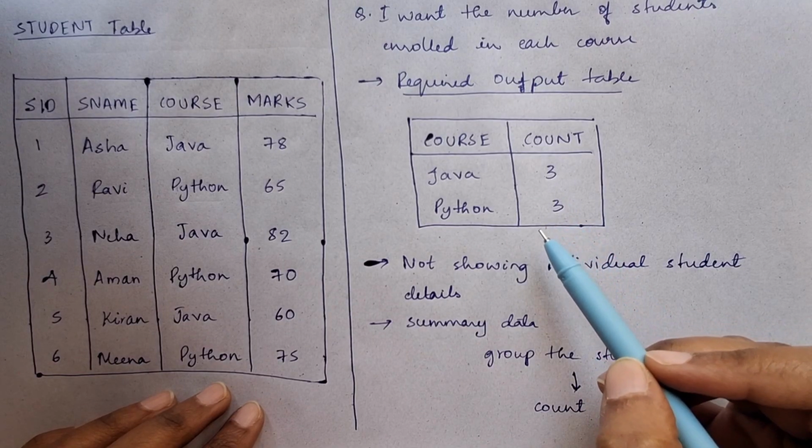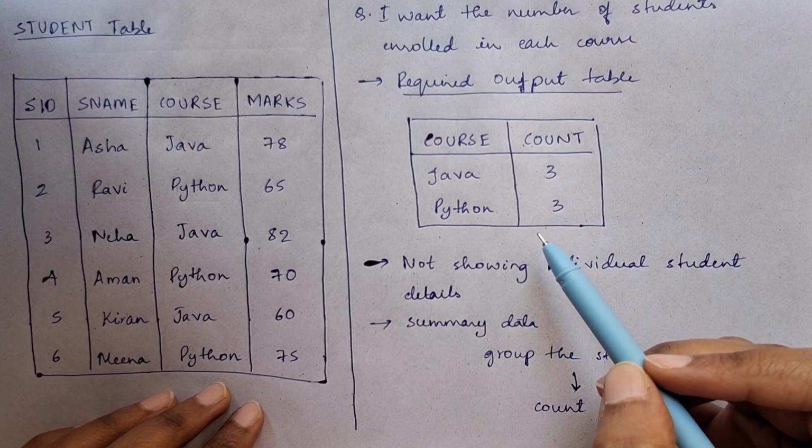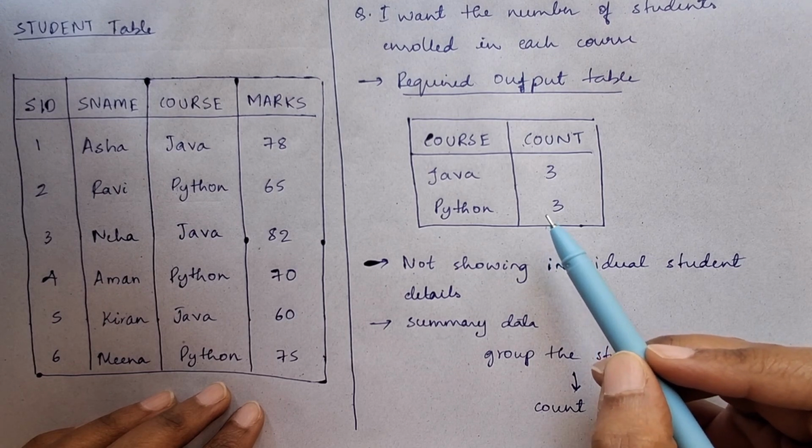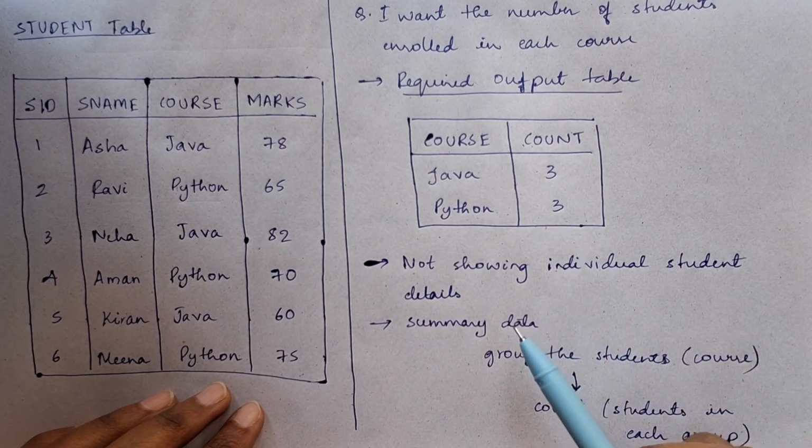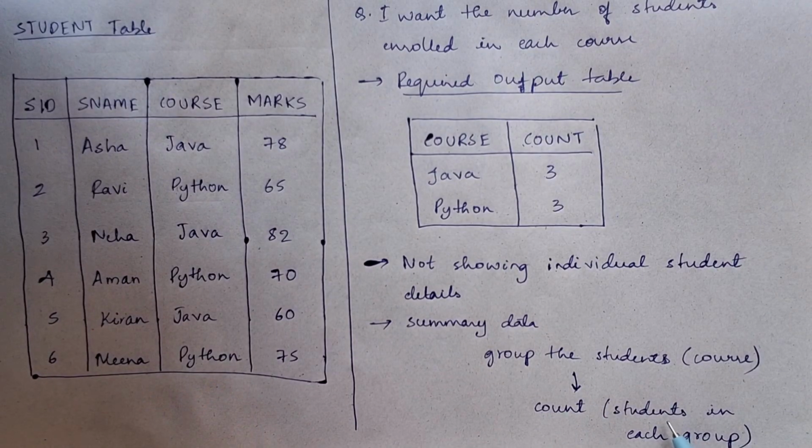And how do we get this output? First, let us see this logically, how to get this output. We know that this output is not showing individual student details. Instead, it's showing summary data. We first group the students based on course and then we count how many students are there in each group.